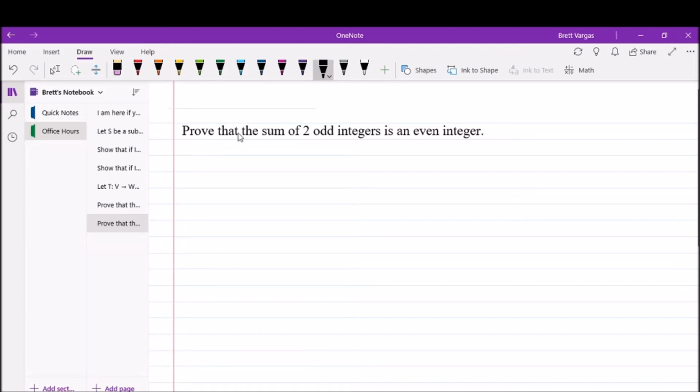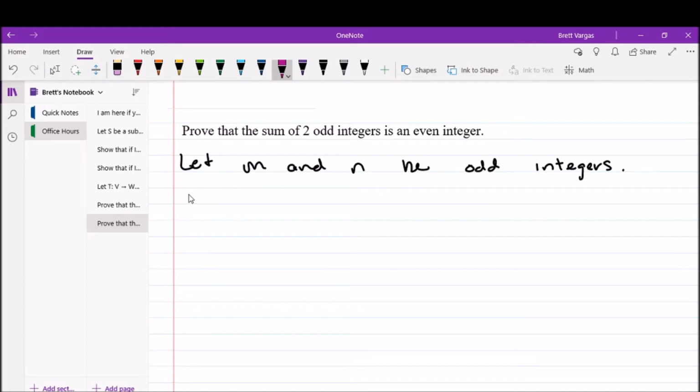In this video, I'm going to prove that the sum of two odd integers is an even integer. So I'm going to say let m and n be odd integers, okay? So what does an odd integer look like? Well, an odd integer is some number times 2 plus 1. So let's write that out.